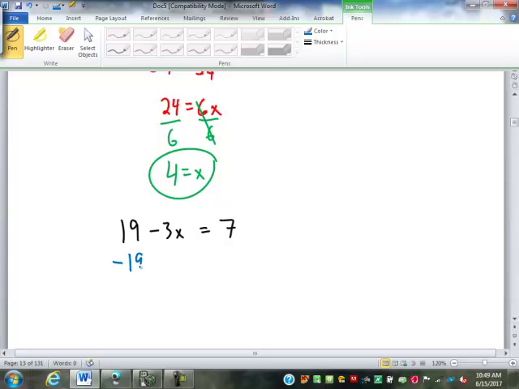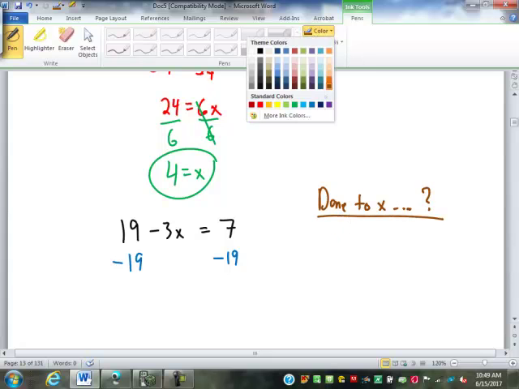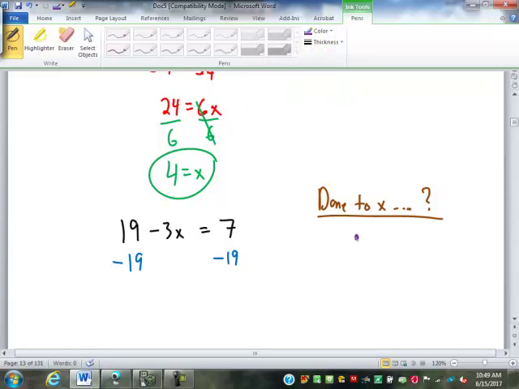We have to subtract the 19. Most people, when they look at this, say, well, it's subtraction there, so we've got to add the 19. But what was done to our variable, to x, to build this equation? x was actually multiplied by a negative 3. The 19 is positive, so the 19 was added.